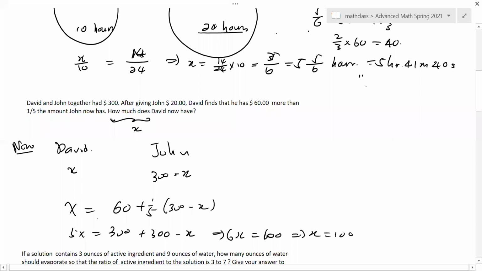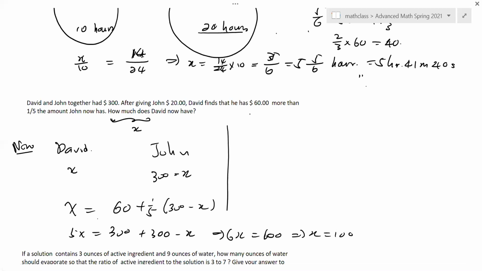Because we did not buy X, that's the amount of money David has now. Okay. Right. So I didn't use 20 in the equation. Where is 20? That's a good question. Well, 20 is already given to John. All right. If you really want to include 20, then you cannot let X be the amount of money David has.